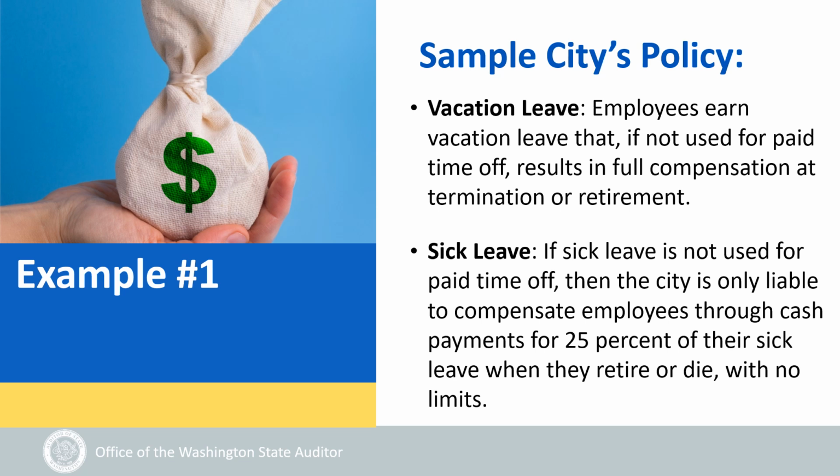Let's look at our first example. Since vacation and sick leave are the most common types of leave, we'll use these for some examples of how to calculate the compensated absence liability. In this example, we have a city that offers vacation and sick leave. For vacation leave, if they don't use all of it, 100% of it can be cashed out at termination or retirement. On the other hand, sick leave is only cashed out when they retire or die, and they're only allowed to cash out 25% of their accrued hours. The wording in your policies is important here.